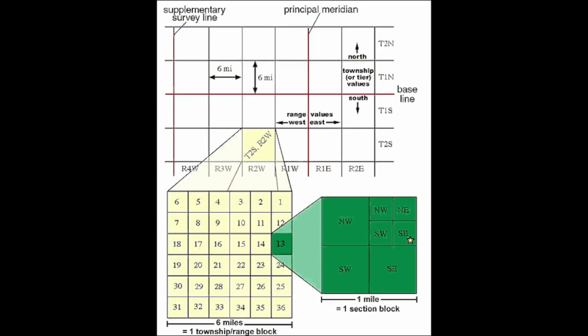Each section is broken down further into 4 quadrants: a northeast quadrant, a northwest quadrant, a southeast quadrant, and a southwest quadrant. Each of these quadrants can be further broken down into their own northeast, northwest, southeast, southwest quadrants, and so on to get the level of specificity needed to identify a property.